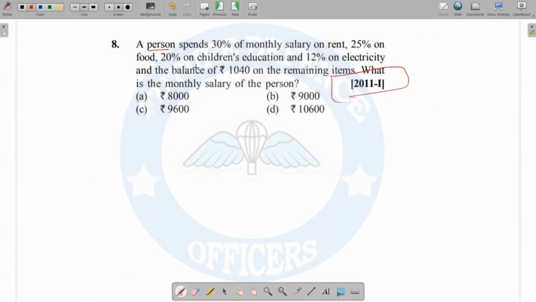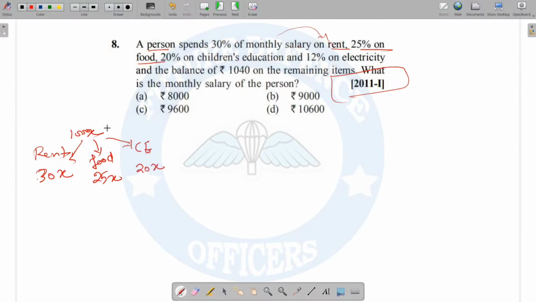A person spends 30% of his monthly income, his monthly salary, on rent. So let's take salary as 100x. Rent will be 30x. Then 25% on food, so food will be 25x. Then 20% on child education, so this is 20x. Then electricity, 12%, so 12x.